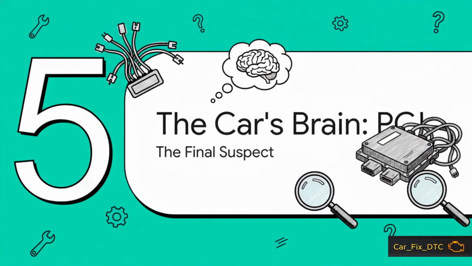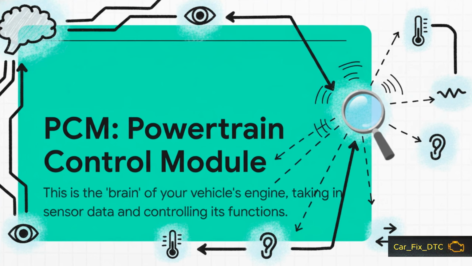We've checked the wires. We've checked the parts. Now we have to consider our final and, let's be honest, most critical suspect, the big boss, the main computer that's running the whole show. That's the PCM, or the Powertrain Control Module. Just think of it as the brain of your vehicle's engine. It's taking in all the information from all the sensors and making all the decisions. It is the heart of the entire operation.